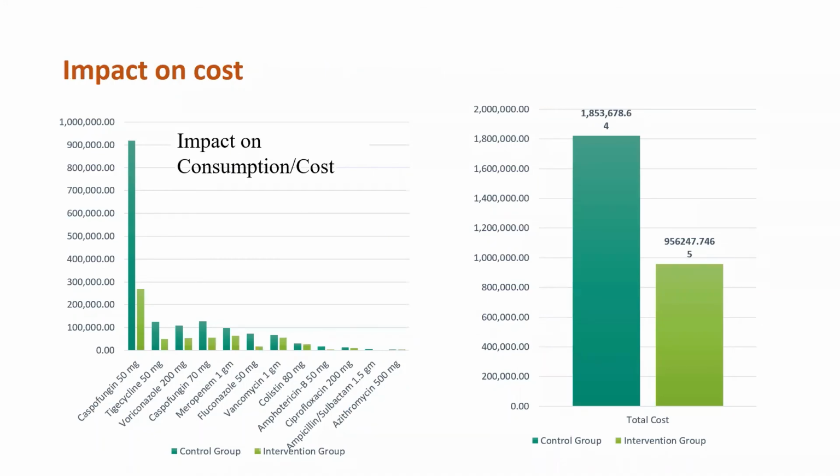So as you can see, this is the impact on cost. If you look at the graph on the right, the cost before the antimicrobial stewardship program was around 1.85 million Saudi riyal. The cost was reduced by almost 40% to around 950,000 Saudi riyal. Next, please.